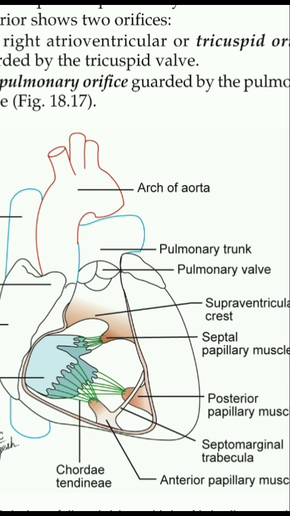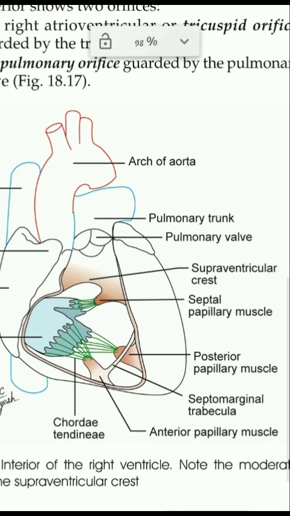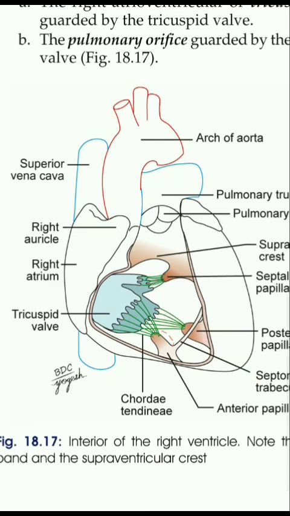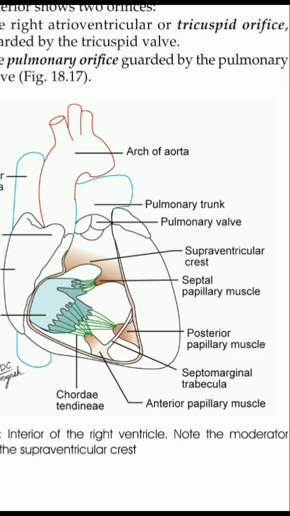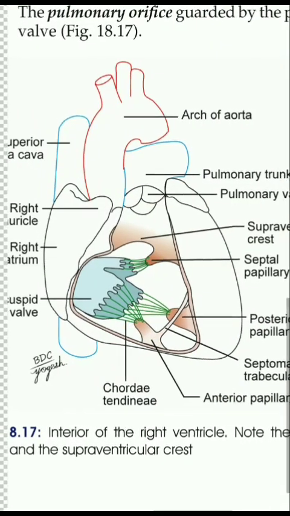It's called chordae tendineae. That is our anterior papillary muscle, and that is our septomarginal trabecula. That's our septomarginal trabecula, and that is our anterior papillary muscle. So which papillary muscle do we get here? Anterior papillary muscle, that is our posterior papillary muscle, and we see here chordae tendineae.